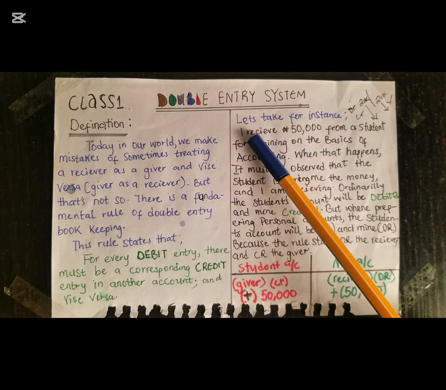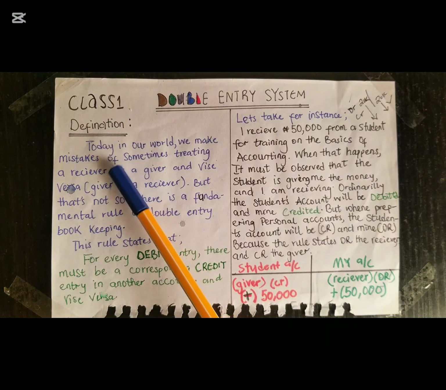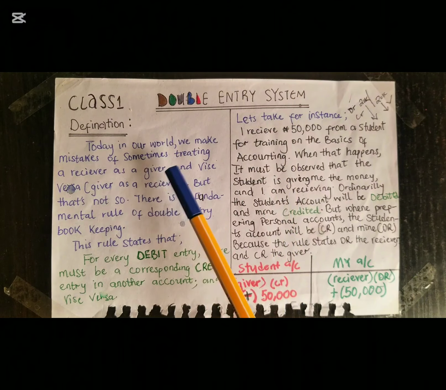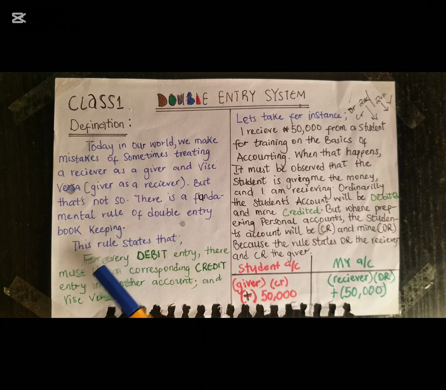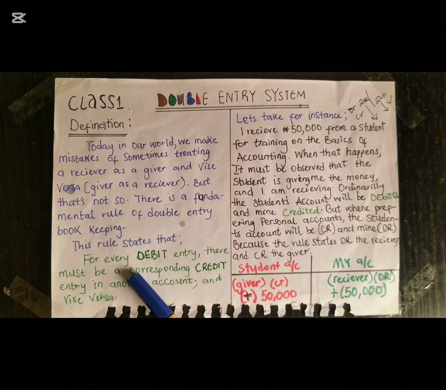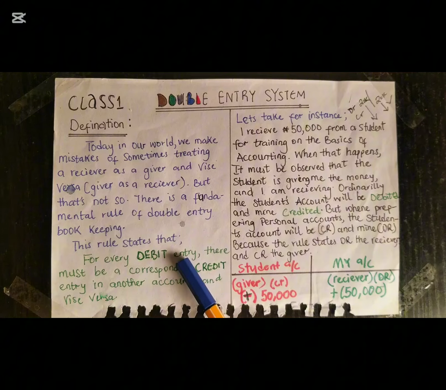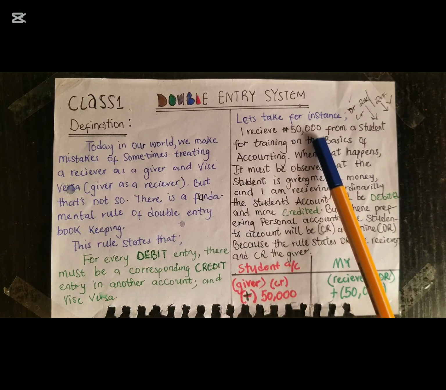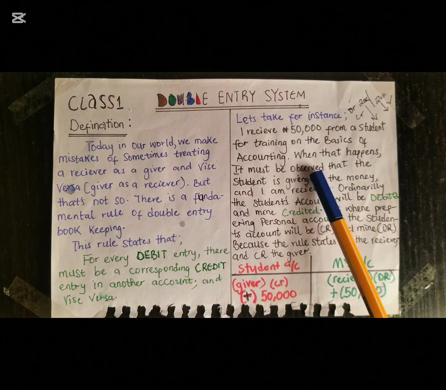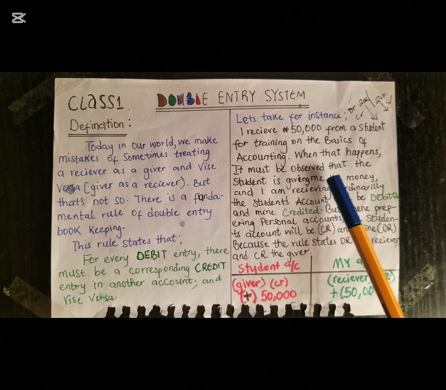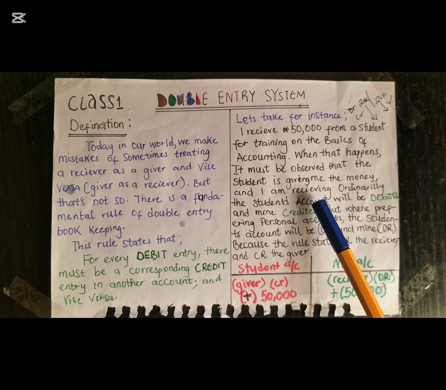Now let me do a quick recap on the definition. Today in our world we sometimes make the mistake of treating a receiver as a giver and vice versa, but that's not so. There is a fundamental rule of double entry bookkeeping which states that for every debit entry there must be a corresponding credit entry in another account, and vice versa. Let's take for instance, I received 50,000 naira from a student for training on the basics of accounting. It must be observed that the student is giving me the money and I'm receiving the money.